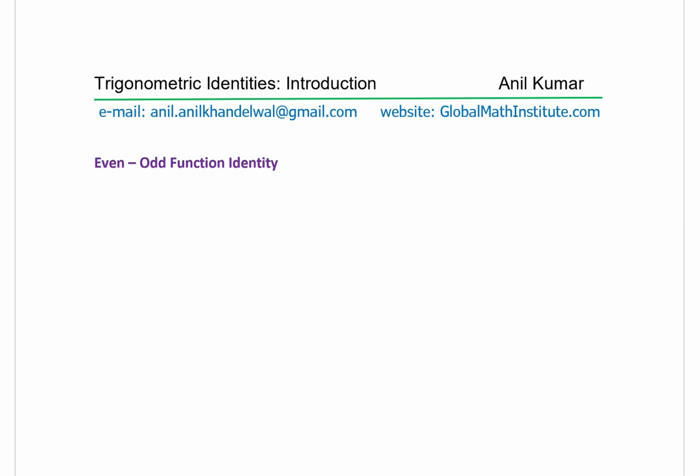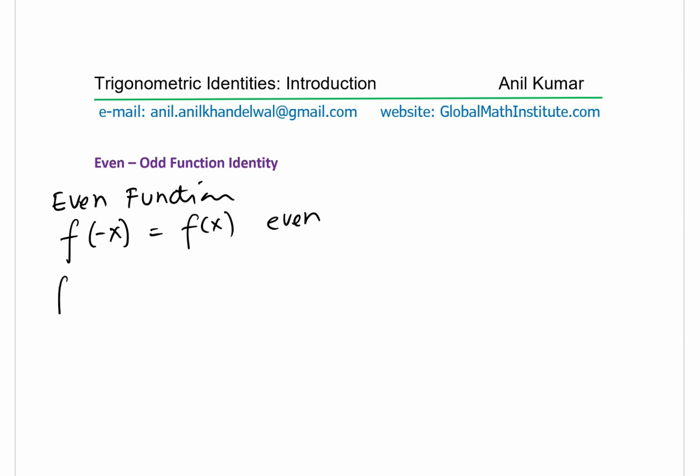Now, even function is what? Even function is that if I take x as a minus value and if I get the same as f of x, then it is even. But if I replace x with minus x and if I get negative of the value, then it becomes an odd function. So that is the basic definition of even and odd. And now let's apply that to the trigonometric functions to show what we're trying to figure out.